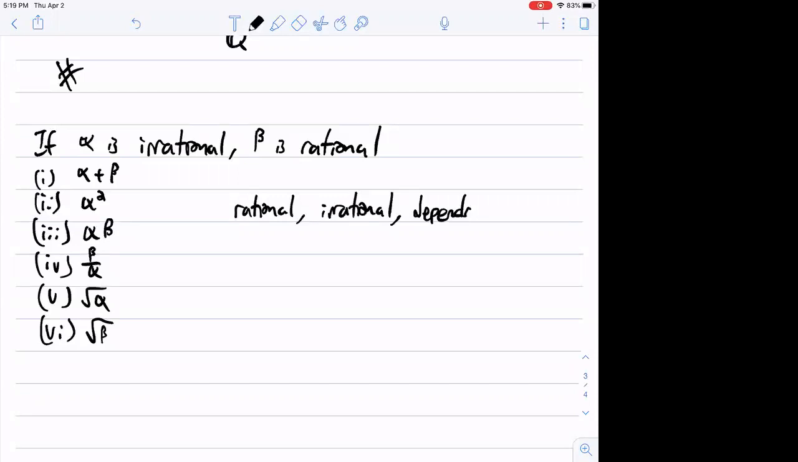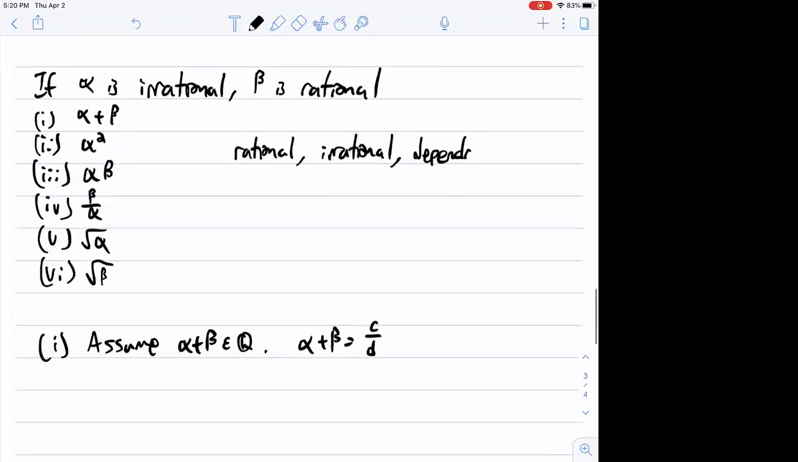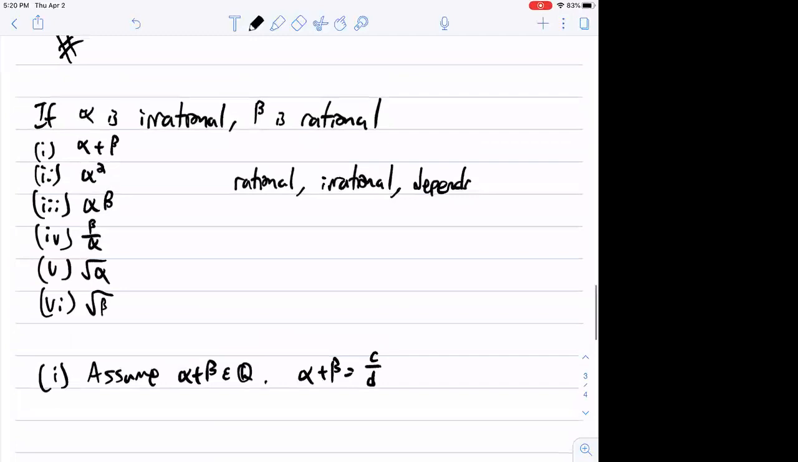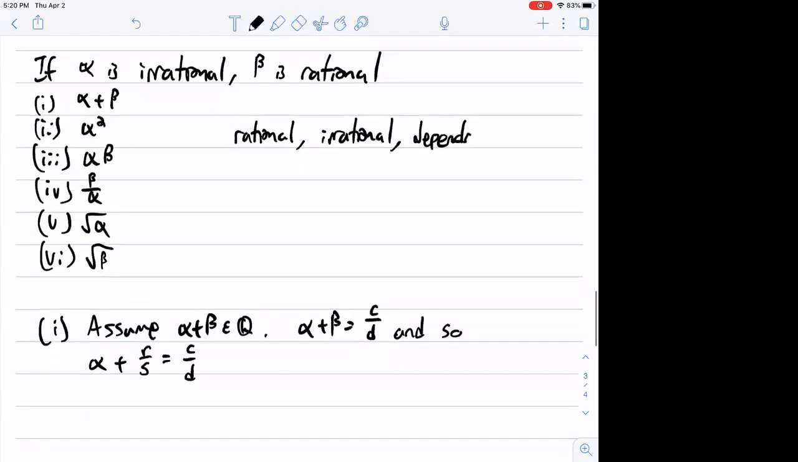Irrational? Yeah, it's going to be irrational, right? Because the way you do this is assume alpha plus beta was rational, so alpha plus beta is C over D. But beta was also rational, so we could write beta as R over S, right? And you could clearly see that means alpha had to be rational, right?